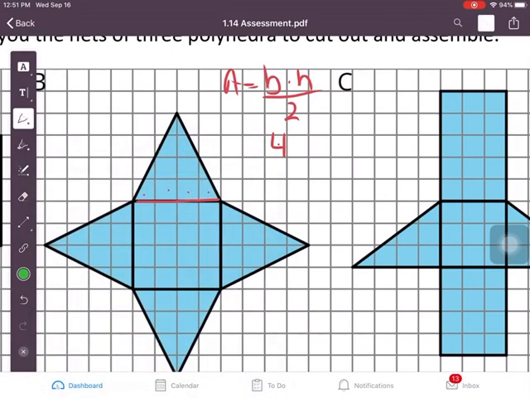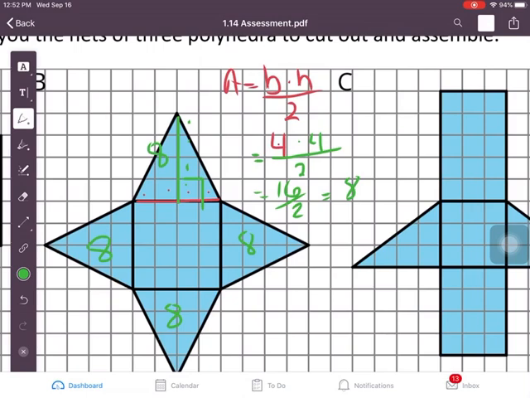For a height, I'm going to go up here to make my right angle. So that means that it's 1, 2, 3, 4, because I have to have a perpendicular angle between my base and my height, or 90 degrees. So 4 times 4 is 16, divided by 2 equals 8. So the area of this triangle is 8, which they're all identical, so that means that this one is 8, this one is 8, and this one is 8.